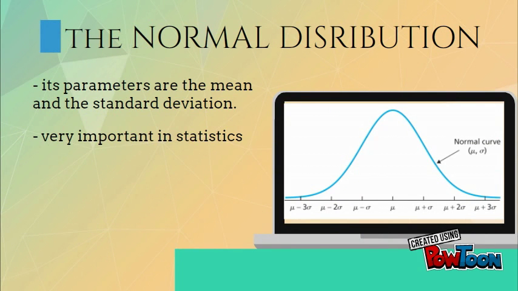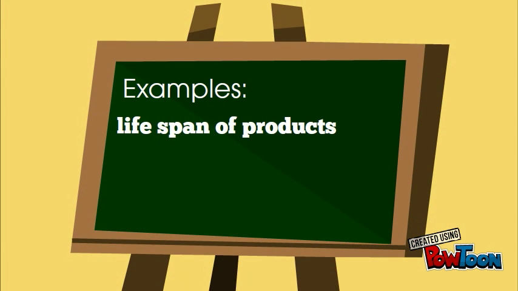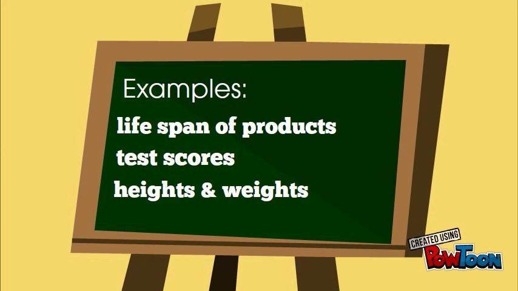Normal distributions are also very important in statistics because they occur very often in real-life data when graphed. Here are some examples: lifespan of products, test scores, heights and weights. Do you notice anything similar between these examples? It's because they are all data measurements.